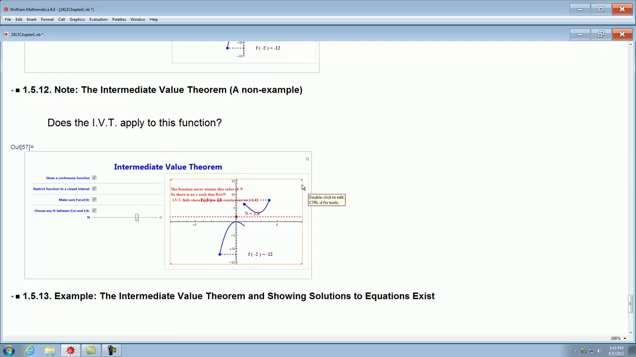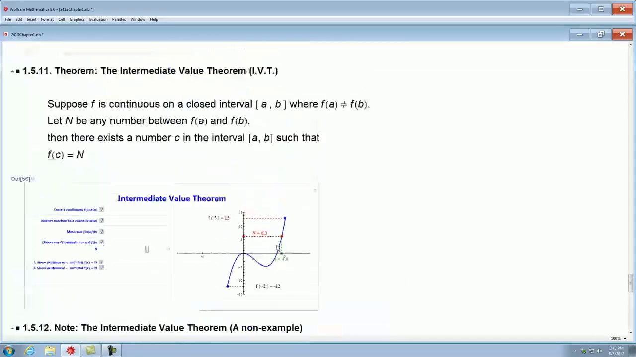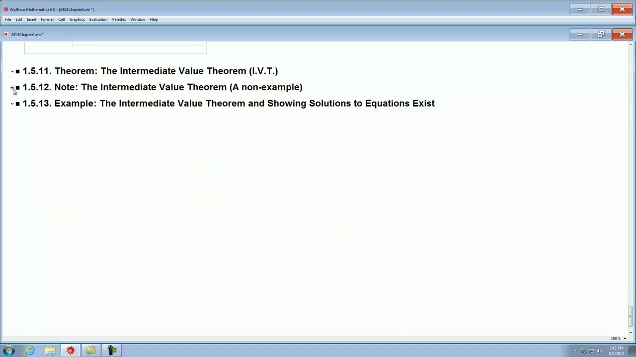The reason why it would not apply is there's no c, nothing I can plug into the function to reach 1.8. It breaks down because this function wasn't continuous to begin with. And that's what you need for the intermediate value theorem. You need continuity on that closed interval to be able to apply that theorem.